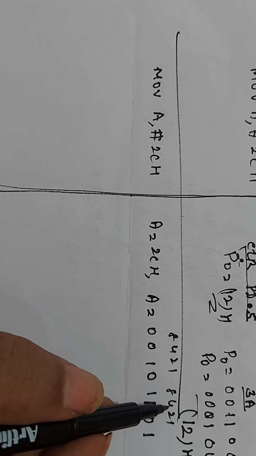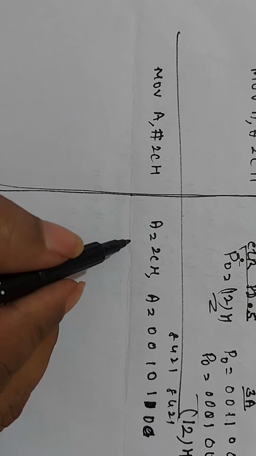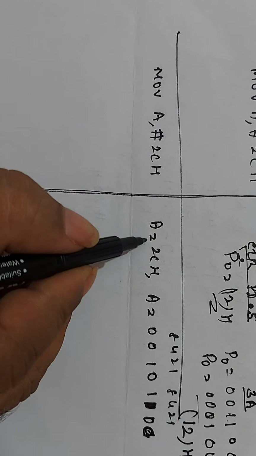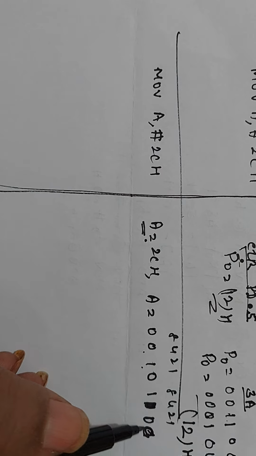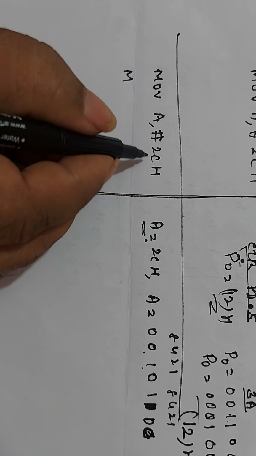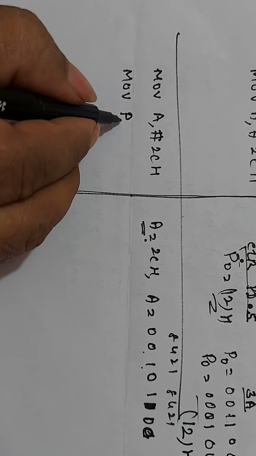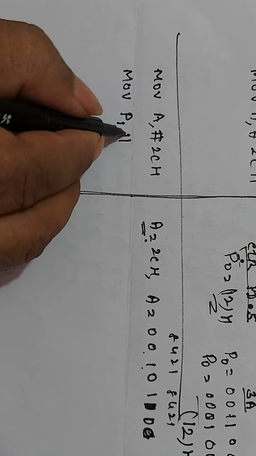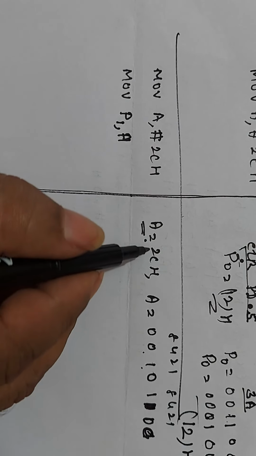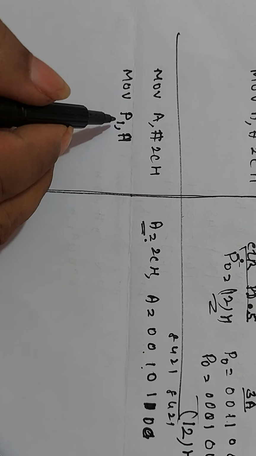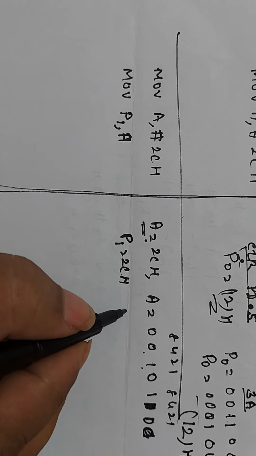12 means 1100. Now all the 8 bits of A are 00101100. Now I will move this 2CH into port 1 by giving the instruction MOV P1, A. Whatever data is present in A, that is 2CH, is moved to the port P1. Now the port P1 contains 2CH.